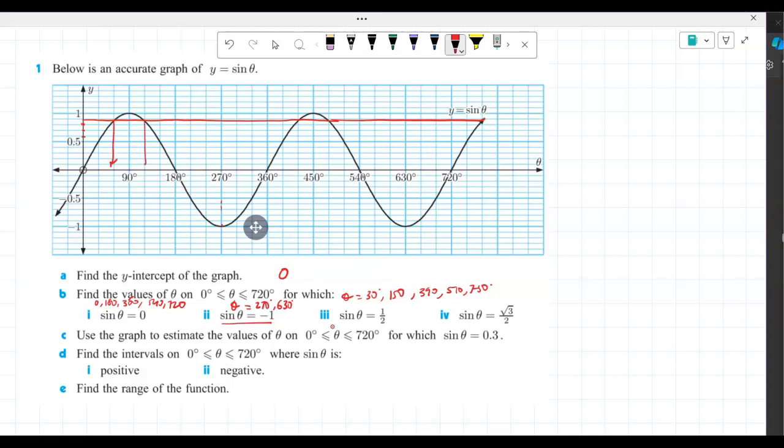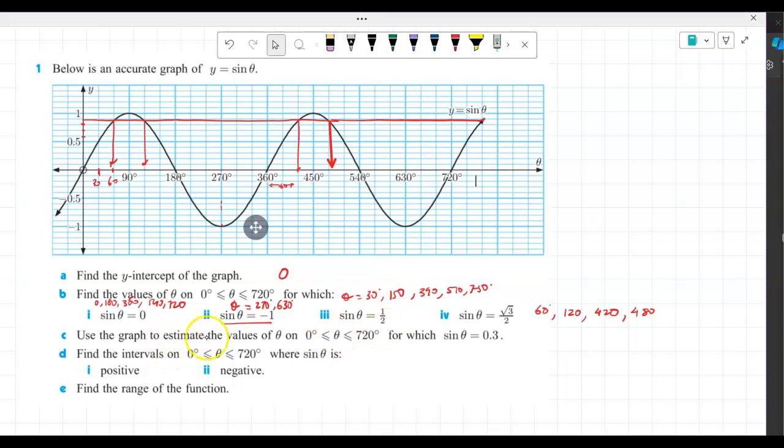This value, how much is that? This is 60, no? Then 420. Okay, 420. Then 480, which is 450 plus 30. Correct? But it's only up to 720. Sorry, you don't write that.